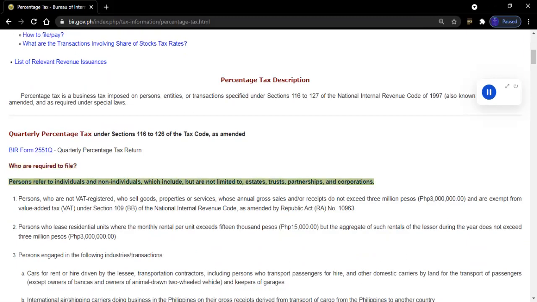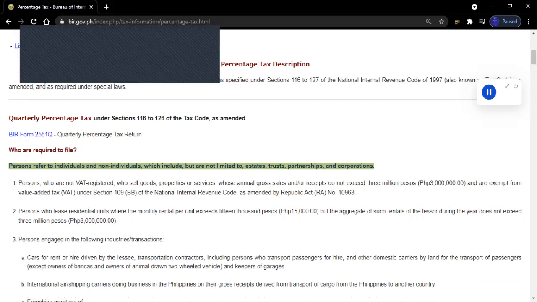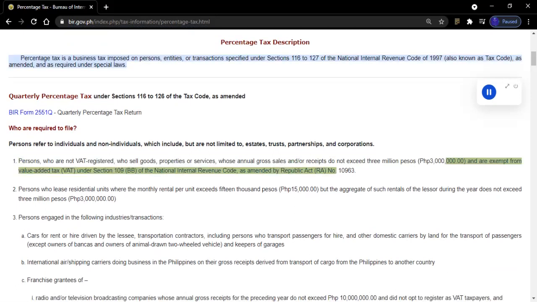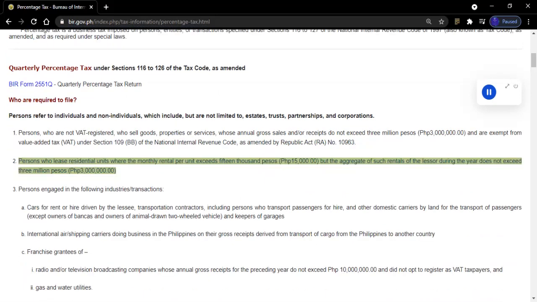Who are required to file? Persons refer to individuals and non-individuals, which include but are not limited to estates, trusts, partnerships, and corporations. Persons who are not VAT registered, who sell goods, properties or services, whose annual gross sales and/or receipts do not exceed 3 million pesos (PHP 3,000,000.00) and are exempt from value-added tax (VAT) under Section 109 BB of the National Internal Revenue Code, as amended by Republic Act (RA) No. 10963. Persons who lease residential units where the monthly rental per unit exceeds 15,000 pesos (PHP 15,000.00), but the aggregate of such rentals of the lessor during the year does not exceed 3 million pesos (PHP 3,000,000.00).